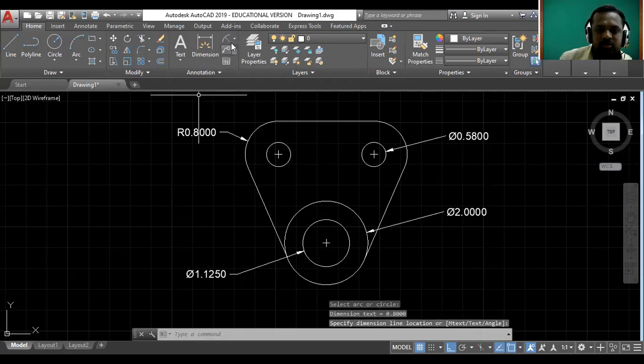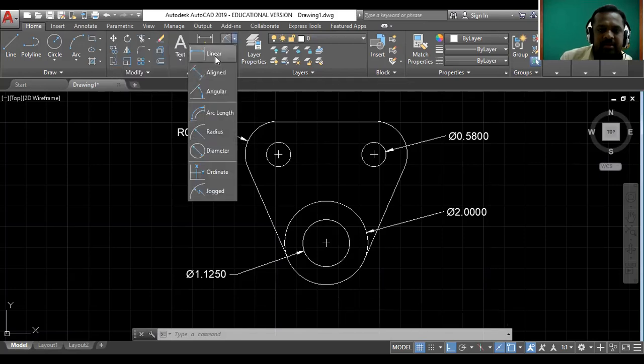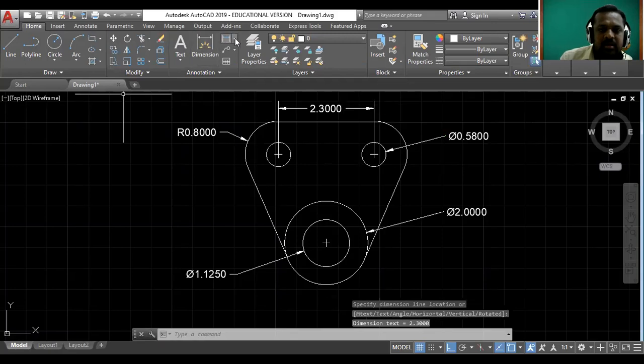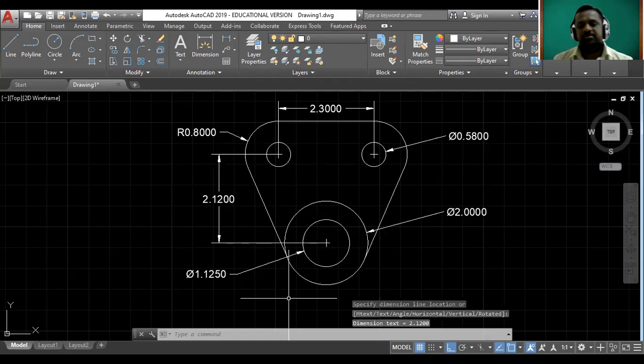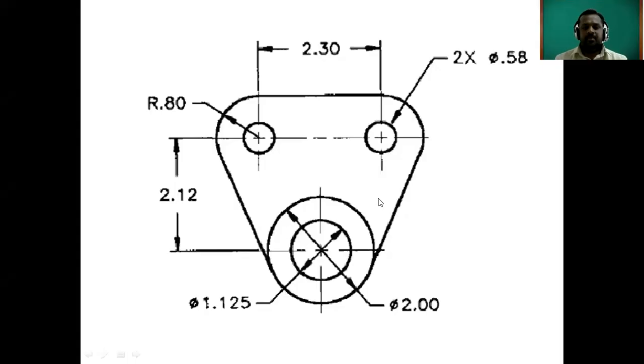Okay, so this is the 0.80 radius. Then take the linear and let's show this dimension. Again take the linear and show this dimension. In this way, we have to show the dimensions. Okay, no problem. All dimensions are completed.